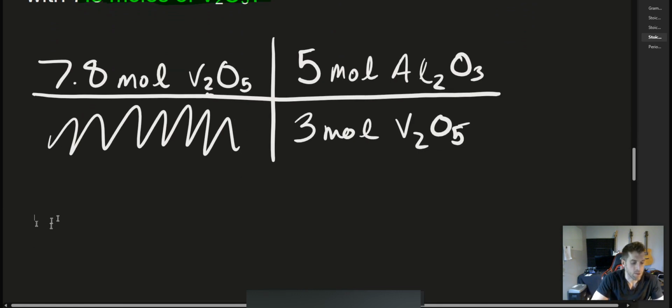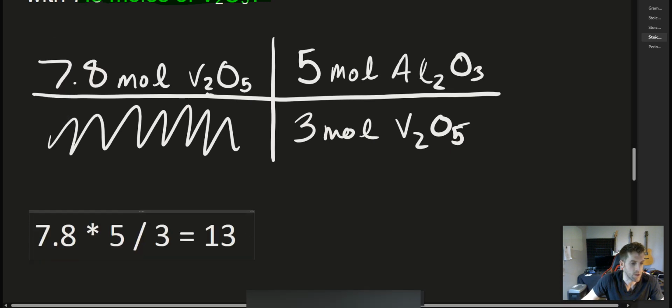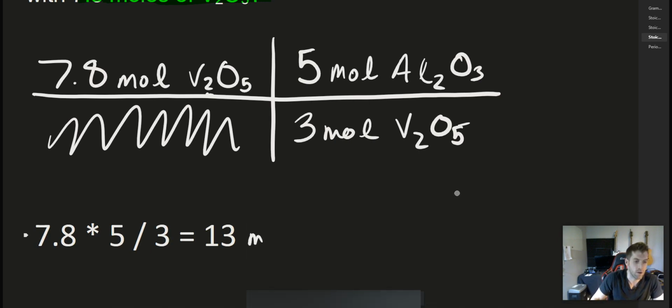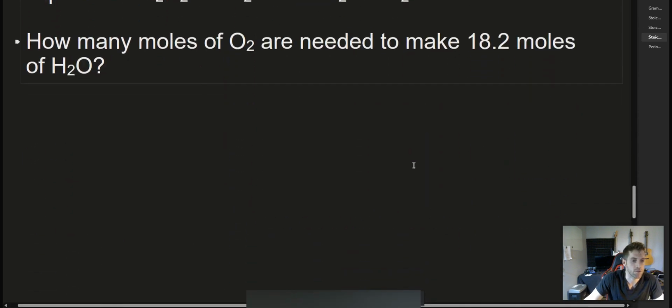We can do the math here, typing it out. We have 7.8 times 5 divided by 3. And I'm going to make this larger so we can all see it. Boom. 7.8 times 5 divided by 3. We get 13. Beautiful. 13 moles of aluminum oxide. And we're done. Next question.